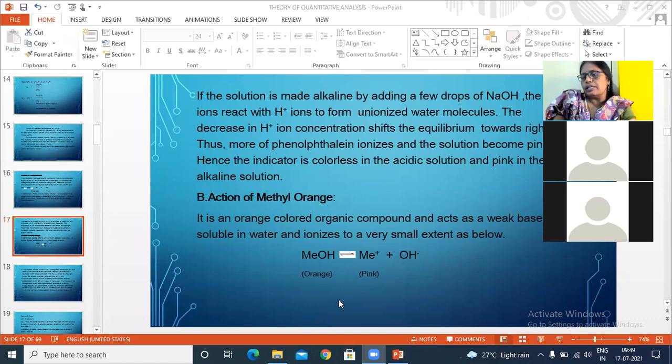One more important indicator which we can use generally is methyl orange indicator. What is methyl orange, and does it have any specific color in acidic and basic medium? That we have to see. How can it work? Same as phenolphthalein, we have to explain it based on Ostwald's theory once again. It is an orange colored organic compound. Basically, methyl orange itself has an orange color.